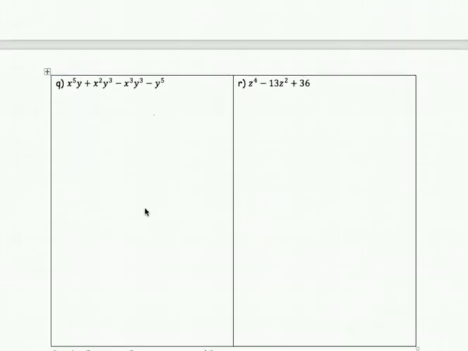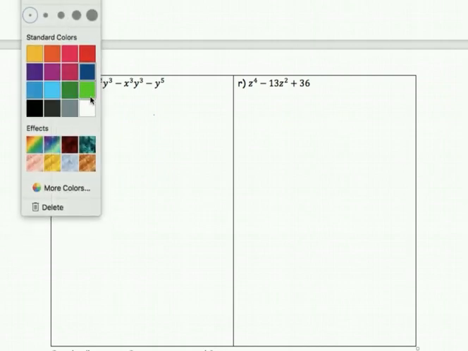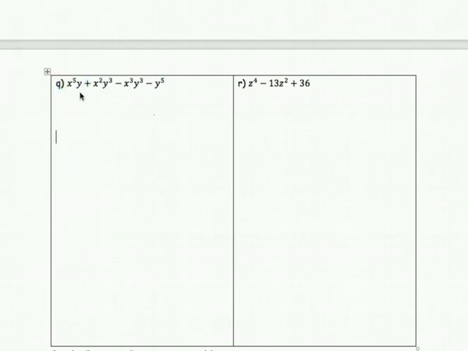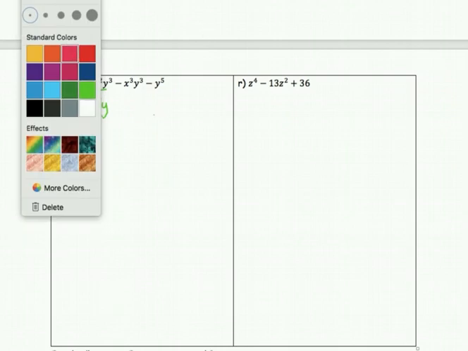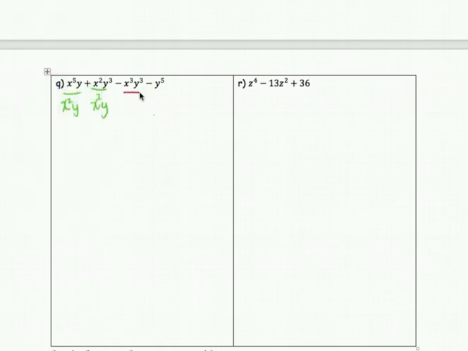Okay, on to the last two now. Right away, Q here has 4 terms, so treat it like one of those factor by grouping type questions. So look at the first two. What do they have in common? All right, so we have an x squared and a y. And the other one, we got a y cubed. Oh, and then on top of it, watch out, there's a negative here. Don't forget, so negative y cubed.